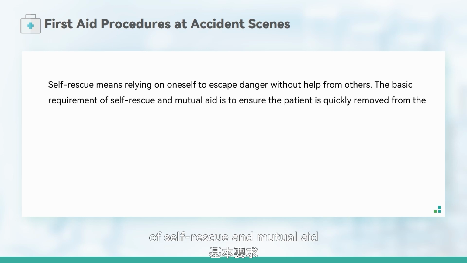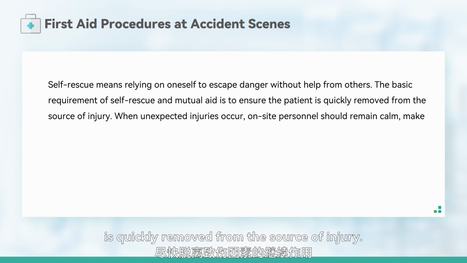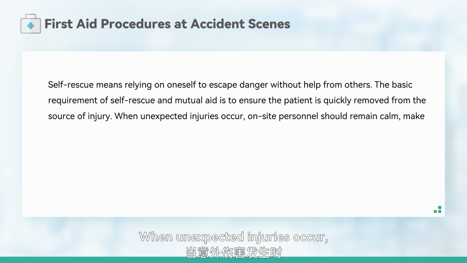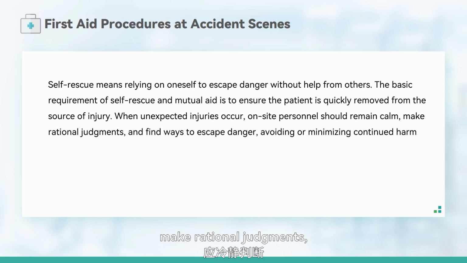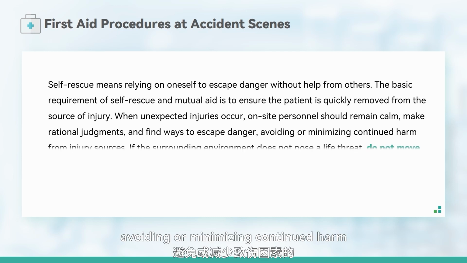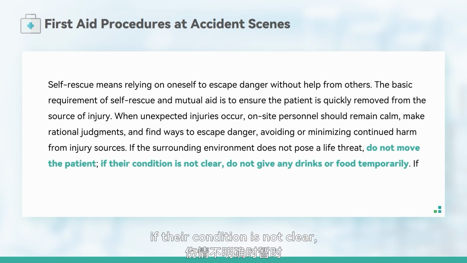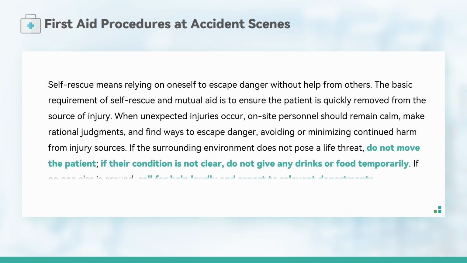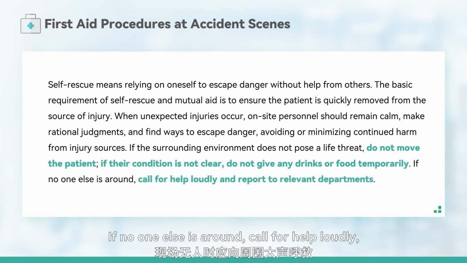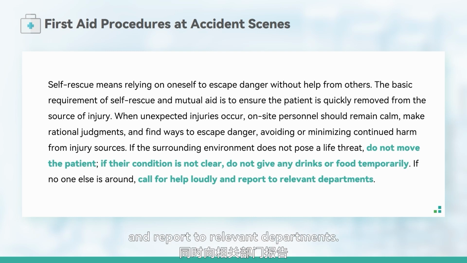The basic requirement of self-rescue and mutual aid is to ensure the patient is quickly removed from the source of injury. When unexpected injuries occur, on-site personnel should remain calm, make rational judgments, and find ways to escape danger, avoiding or minimizing continued harm from injury sources. If the surrounding environment does not pose a life threat, do not move the patient. If their condition is not clear, do not give any drinks or food temporarily. If no one else is around, call for help loudly and report to relevant departments.